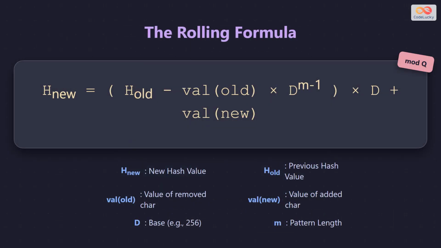Here is the mathematical formula used for the rolling update. The new hash is calculated by taking the old hash, removing the leading term, shifting the remaining value, and adding the new term. All of this is done modulo q to keep the numbers manageable.